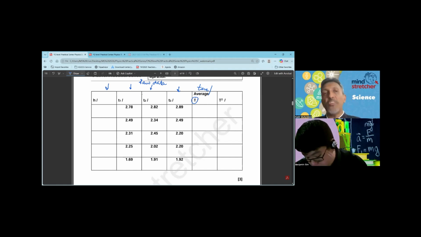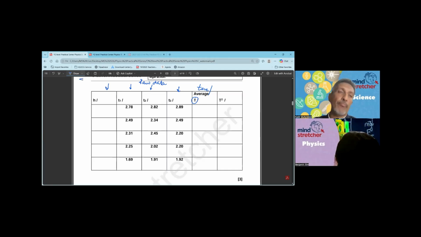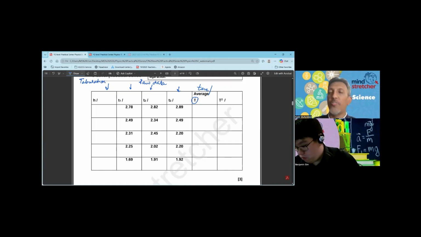Just now, somebody asked what tabulation is, right? This is what tabulation is. This is tabulation. Okay, for those asking questions. So record the correct unit.